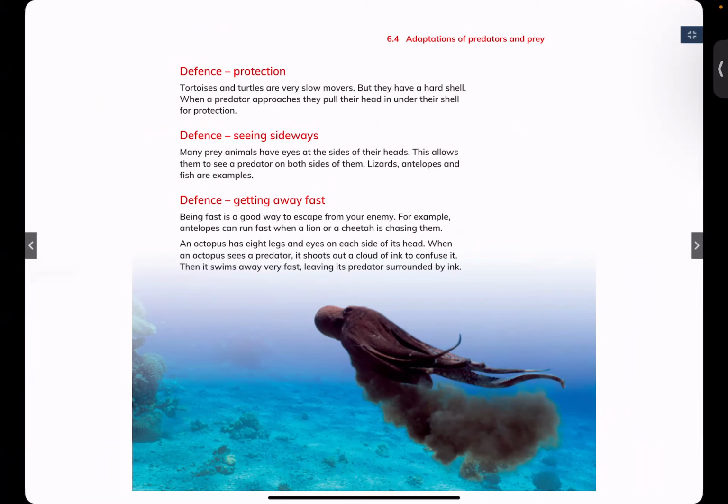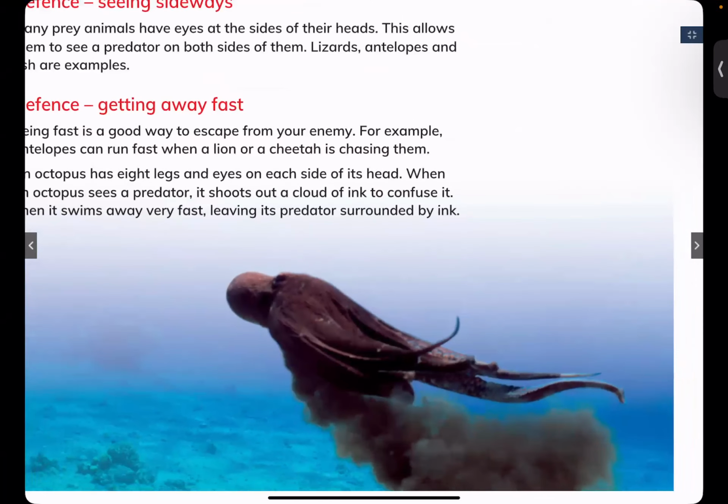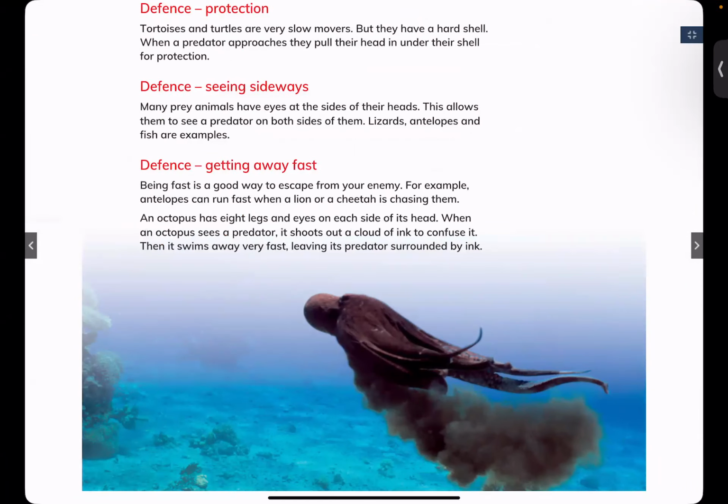Now, some animals can get away fast. If we talk about this octopus, it has a special gland which releases dye so as to confuse the predator. And by the time the predator realizes that it's not the prey, the octopus will just move away. So that's how they do it.